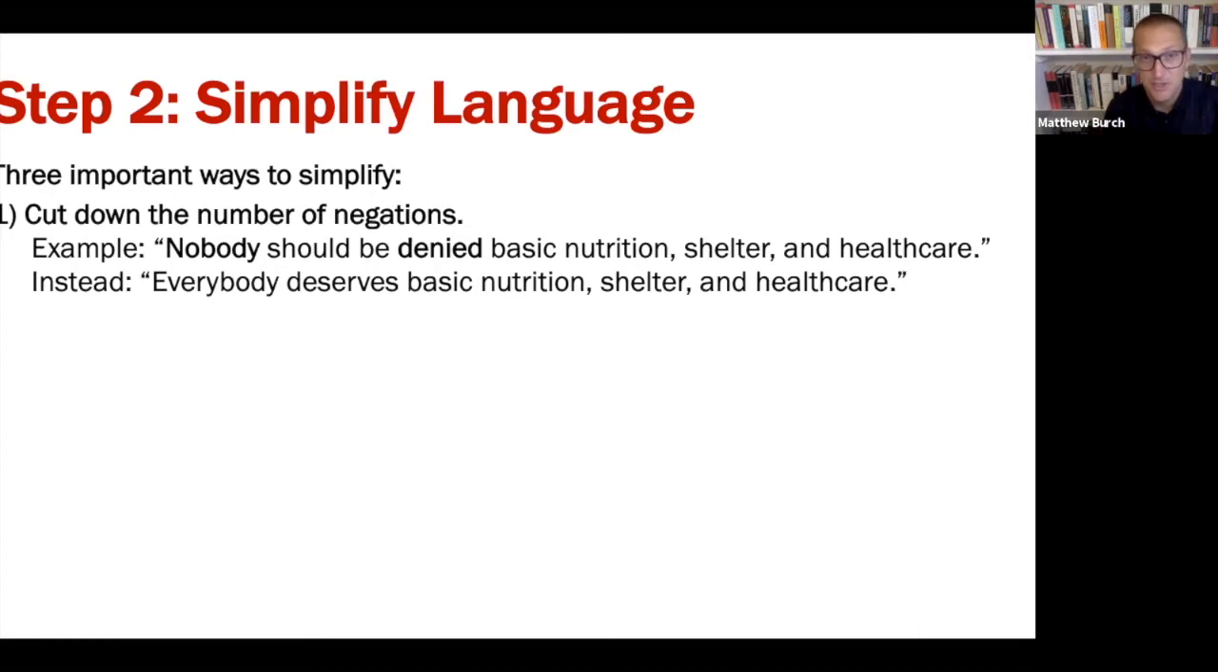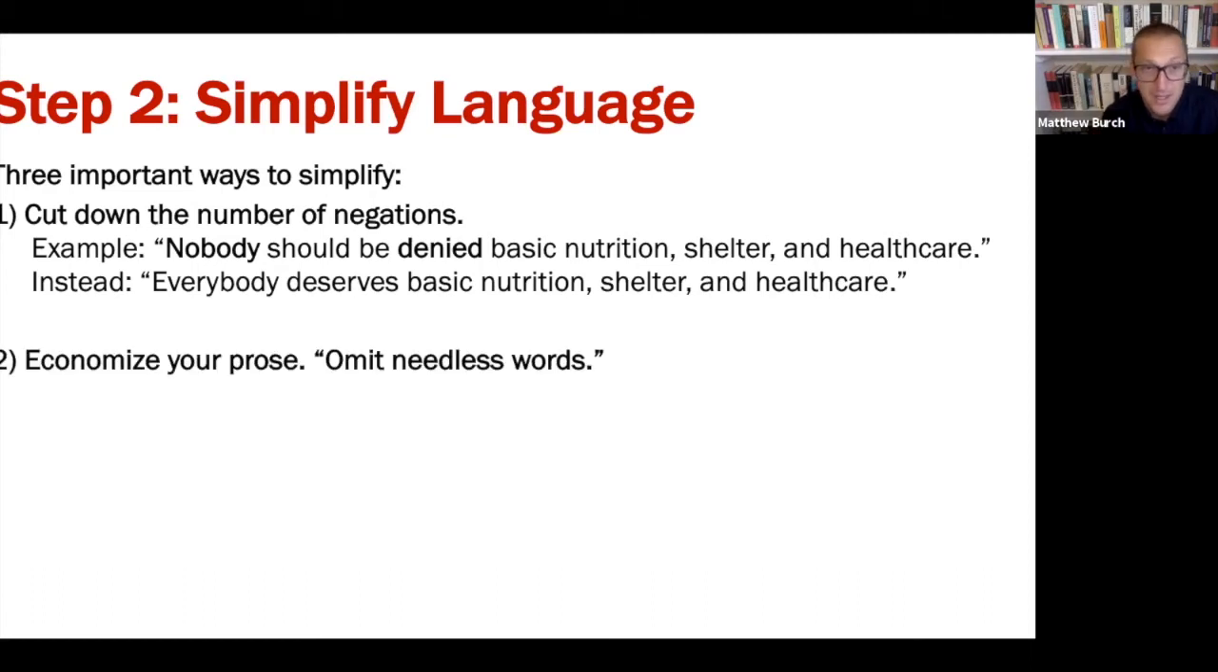Instead of saying nobody should be denied, you say everybody deserves. Instead of nobody should be denied basic nutrition, everybody deserves basic nutrition. That makes your argument easier to read. When you have a double negation in a sentence, it makes things more complicated.